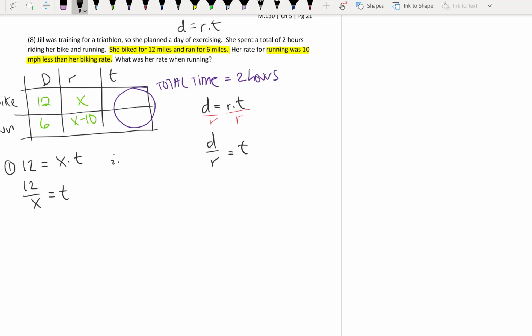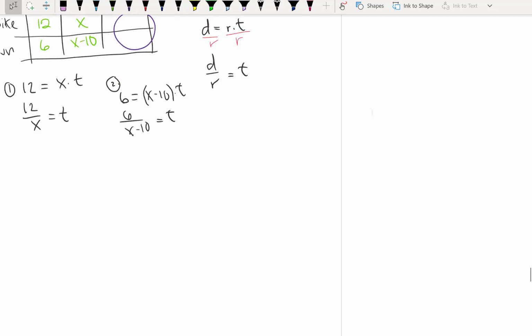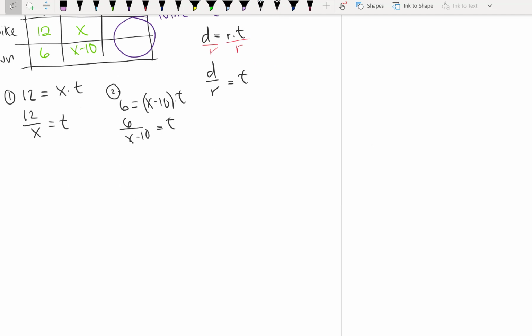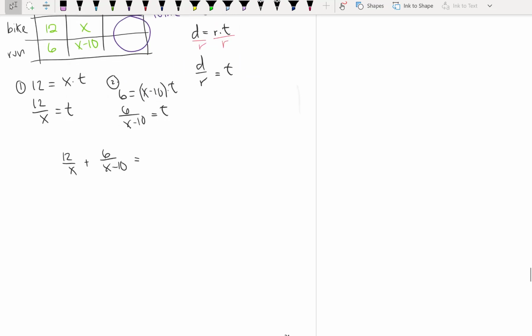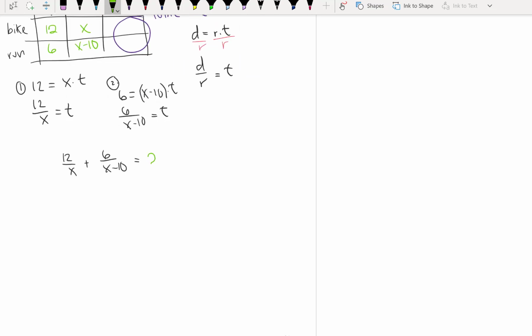For my second equation, I have my distance is equal to my rate times my time. So 6 divided by my x minus 10 is equal to my time. I know that these times added together should add up to 2. So 12 over my x plus 6 over x minus 10. And remember, it specifically said she spent a total of 2 hours. So this is where I'm going to get my 2.